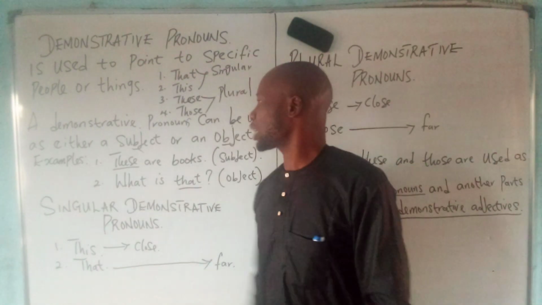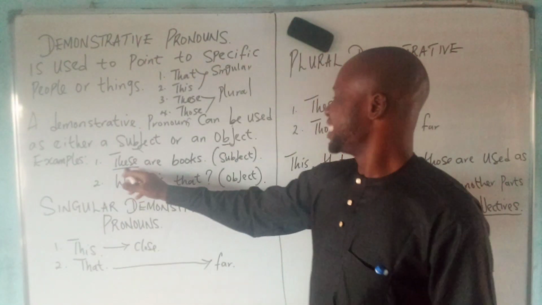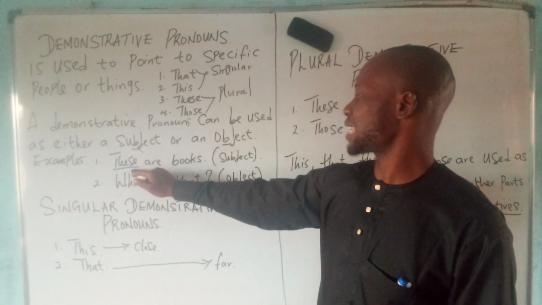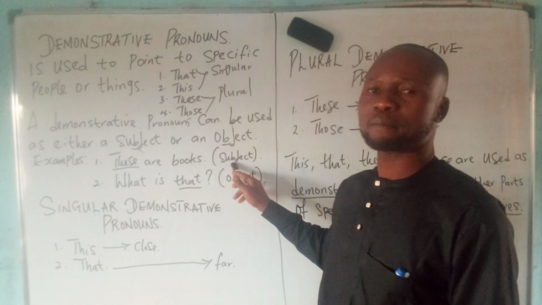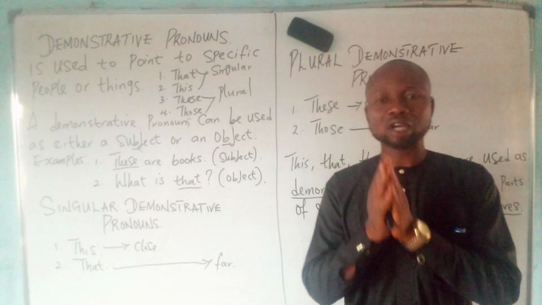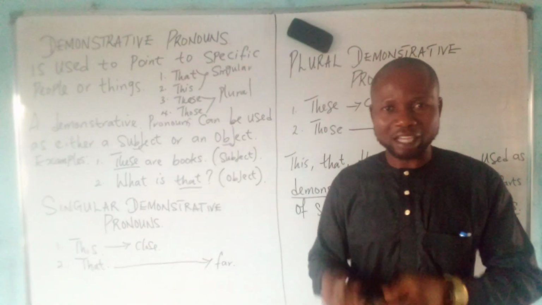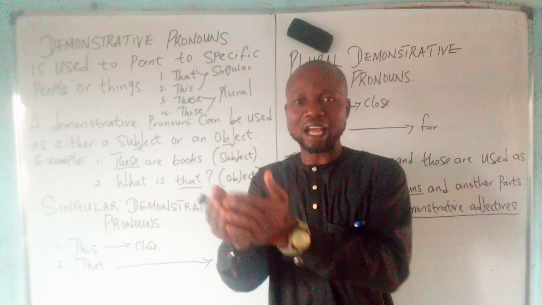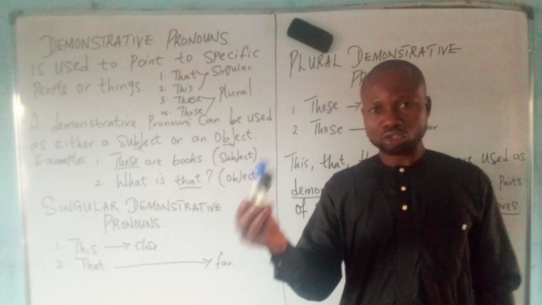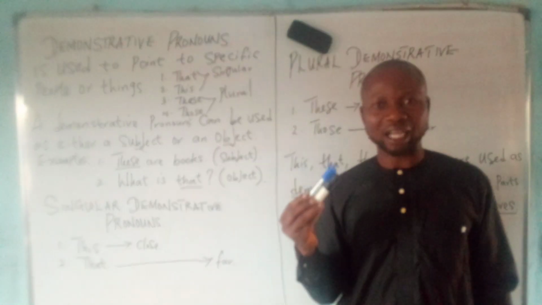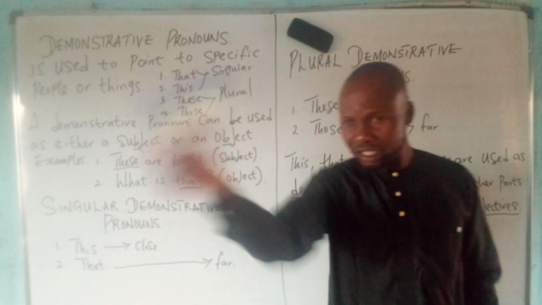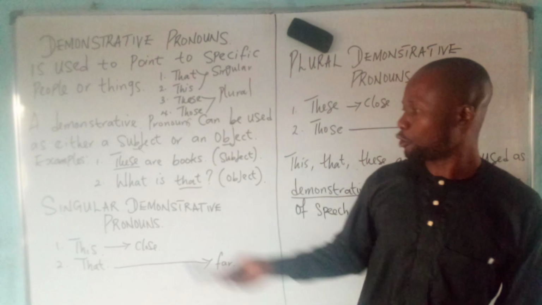All right. Now let's look at the example. These are books. You see, in this place, these serves as what? Subject. And these is plural. So when I have two or more books, I can point at them and say these are books. For example, I have markers. I have 2. So I can now say these are markers. Therefore, I am doing what we call demonstrative. These are markers. Therefore, it is a subject.